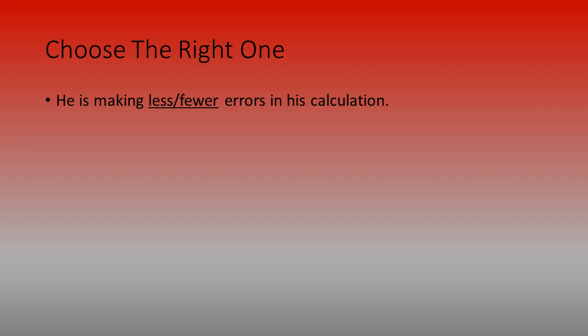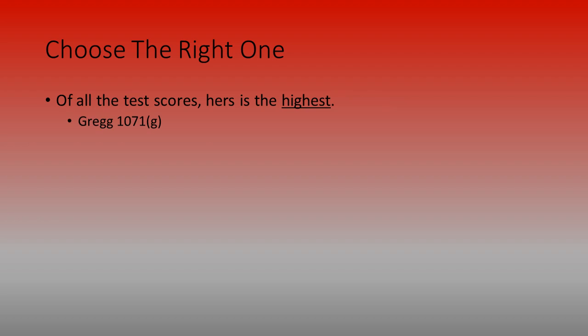He is making less or fewer errors in his calculation. Fewer. Fewer refers to a number, and you can count the errors, and it's used with plural nouns. Less refers to a degree or amount, and is used with singular nouns. Of all the test scores, hers is the higher or highest. When you're comparing more than two, use the superlative form. So of all the test scores, hers is the highest.